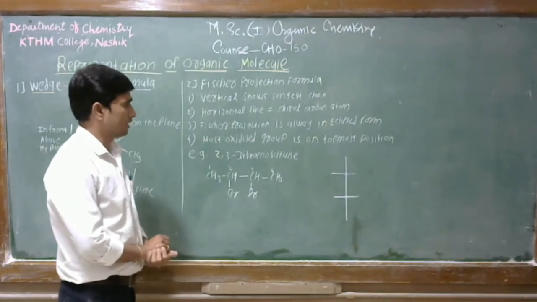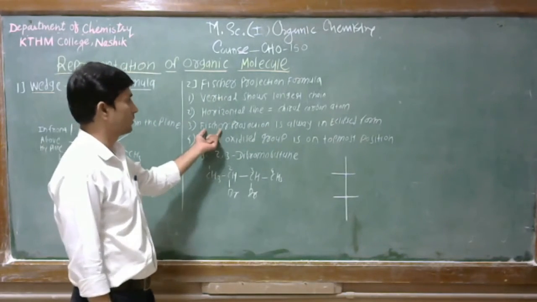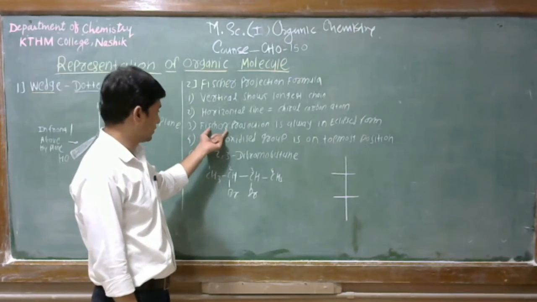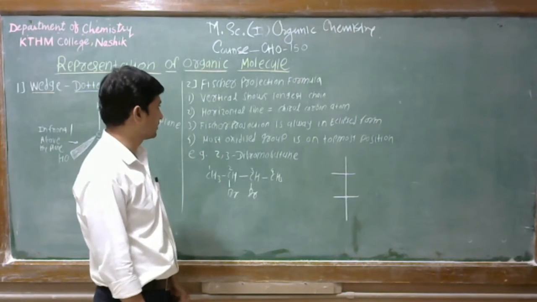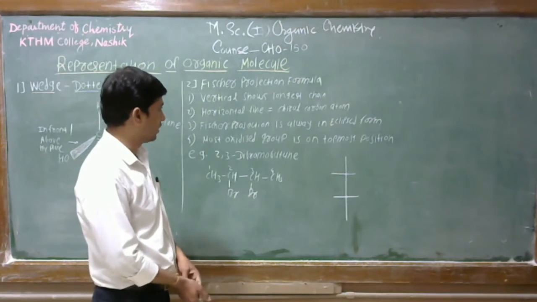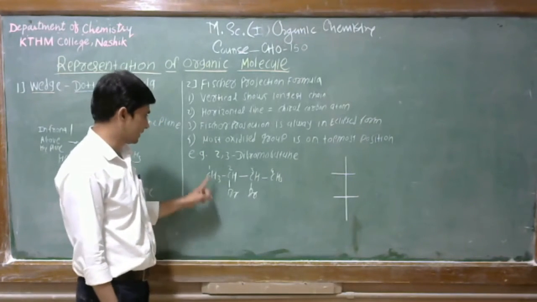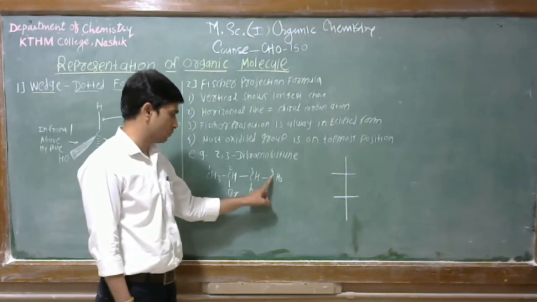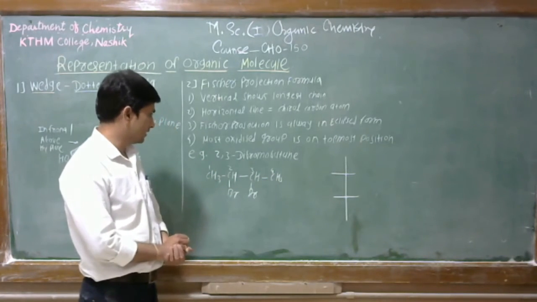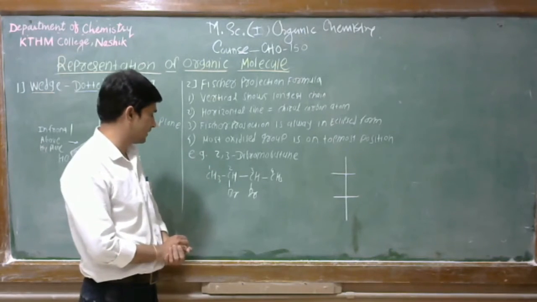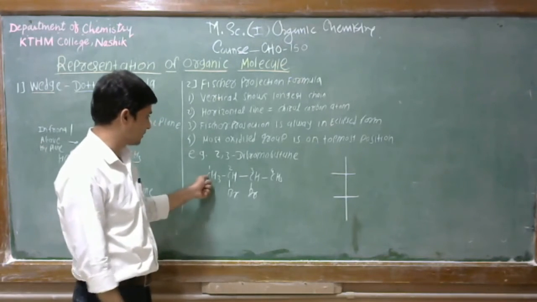We have to remember this point when we convert the Fischer projection formula into a Sawhorse projection formula or Newman projection formula, and the most oxidized group is on the topmost position. See here, carbon number 3 and carbon number 4 are the CH3, and this structure is symmetrical. Therefore, we can start from here.